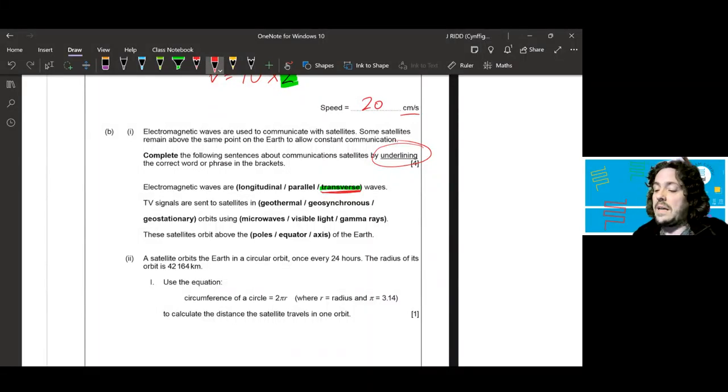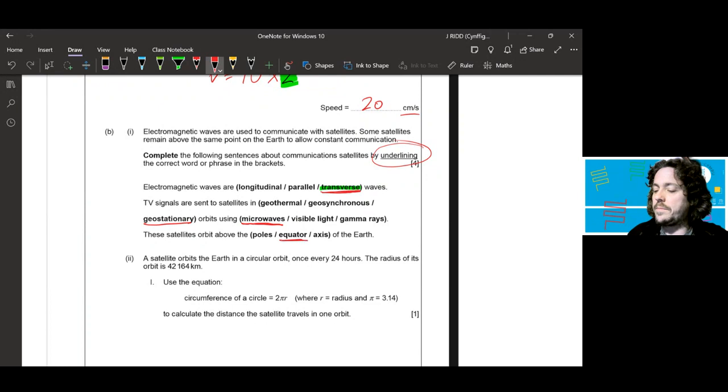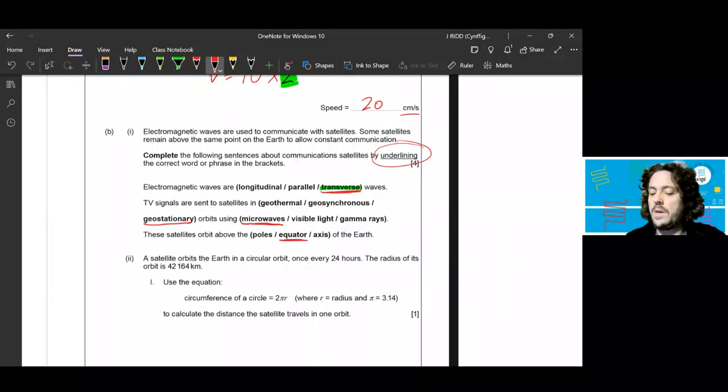TV signals are sent to satellites in geostationary orbits using microwaves. Now, as we went through in the tutorial on features of waves, microwaves are used to communicate with satellites because they effectively penetrate the upper atmosphere. Radio waves tend to bounce off the upper atmosphere and therefore are not very good for communicating with satellites in space. These satellites orbit above the equator of the Earth.